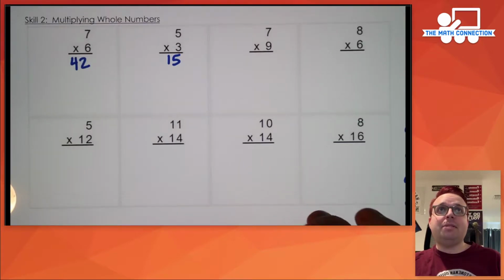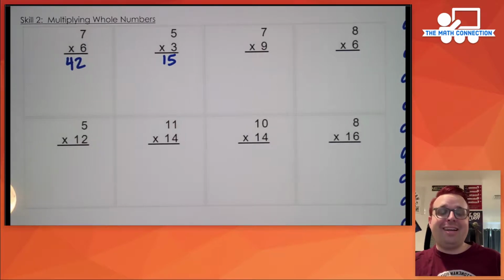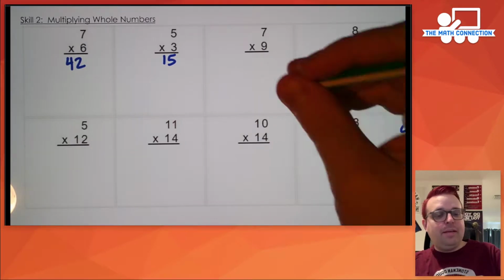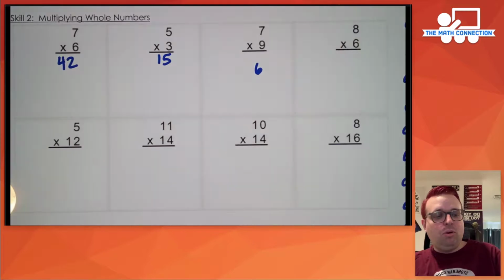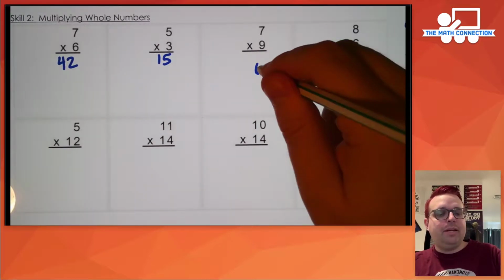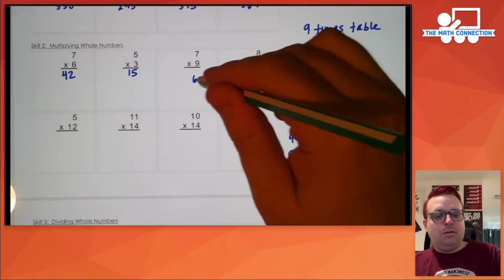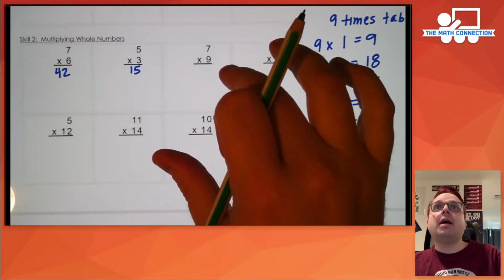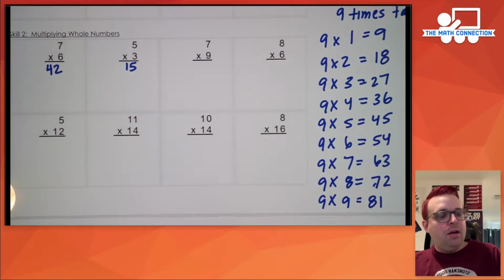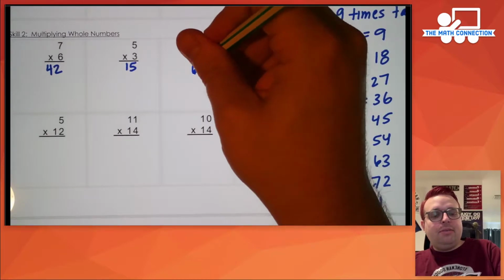So 7 times 9, 7 added to itself 9 times, gives me a 63. Whoa, we're writing that all over the place. That's interesting. Hold on. Okay, we are zoomed back in. Here we go. Okay, 63.